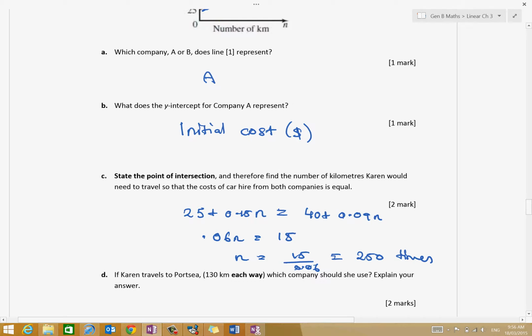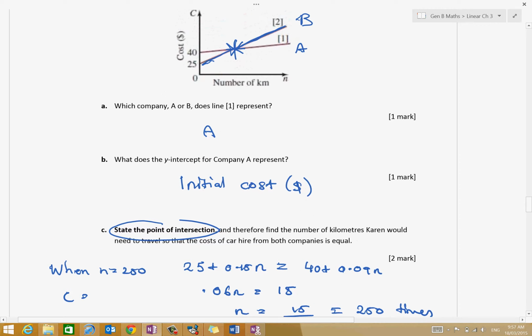No. What does it say? State the point of intersection and therefore find the number of kilometres. So state the point of intersection. So where does it intersect though? When n equals 250, so we've got to therefore say when n equals 250, C is equal to, is this up here?